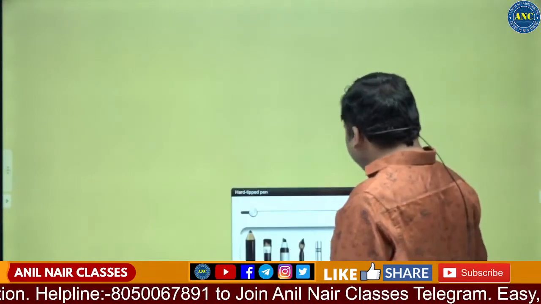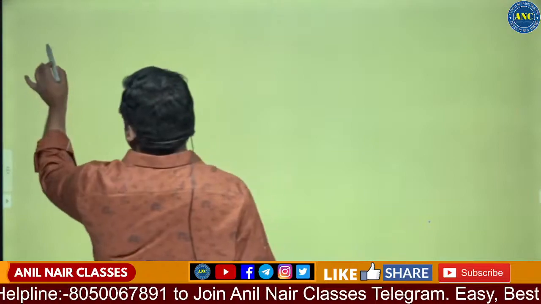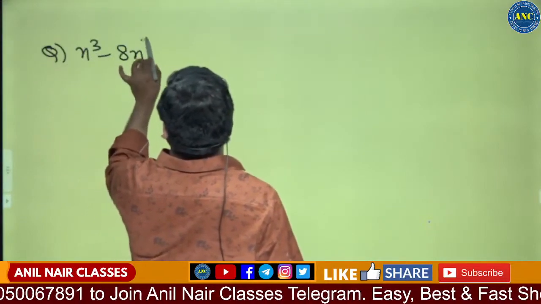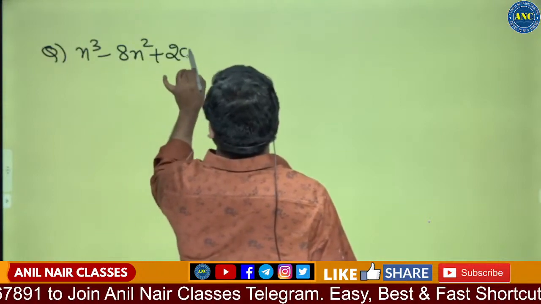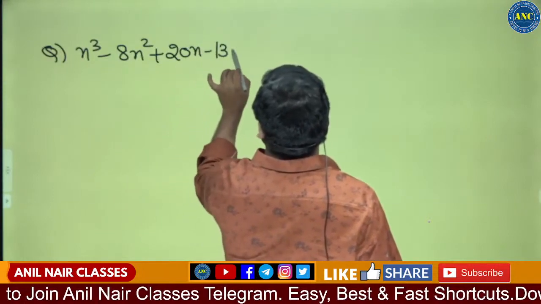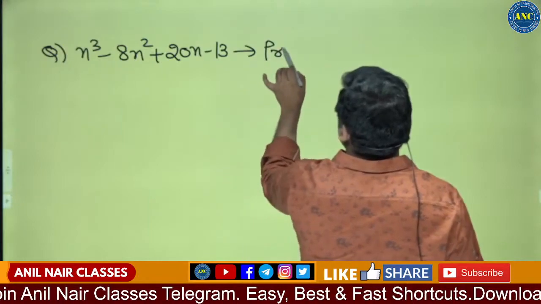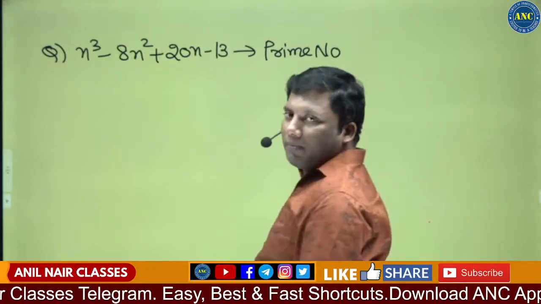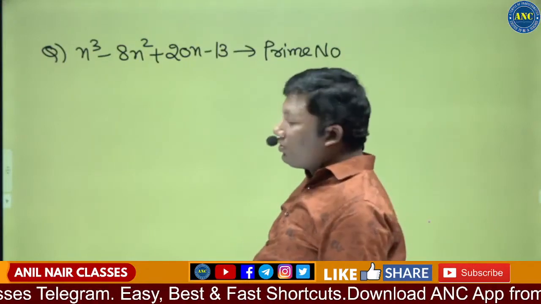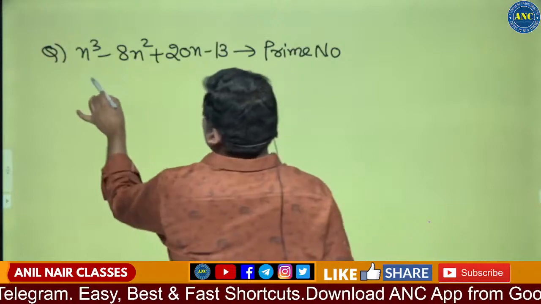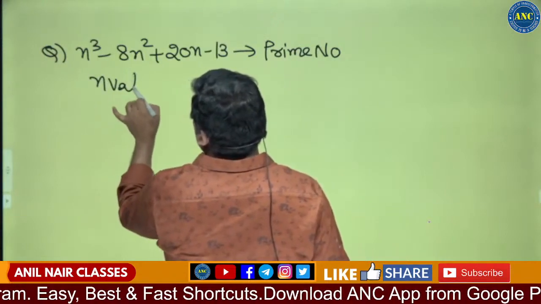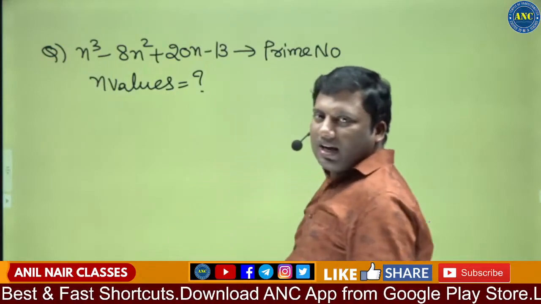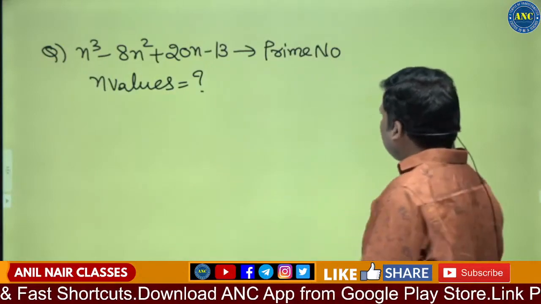The other two questions will be n cube minus 8n square plus 20n minus 13. I made the quadratic into a cubic. N cube minus 8n square plus 20n minus 13 is a prime number. How many values will n take such that this equation is satisfied?